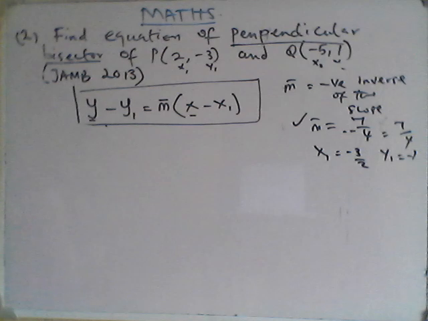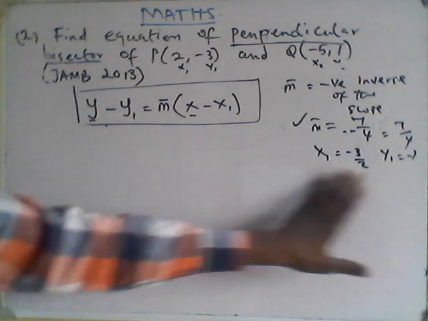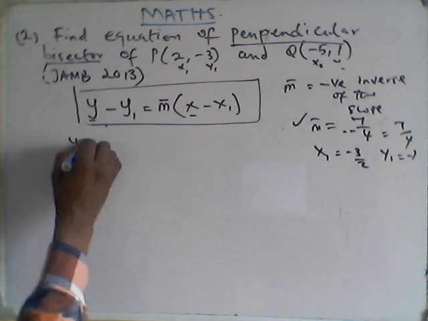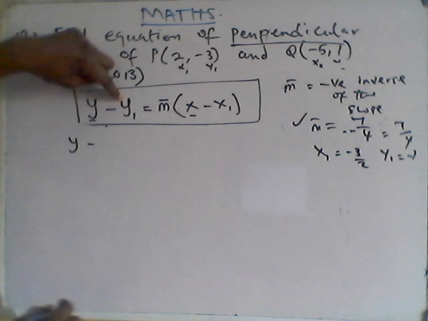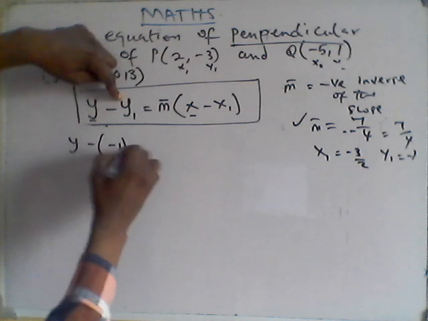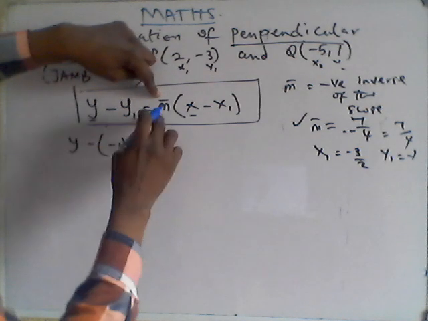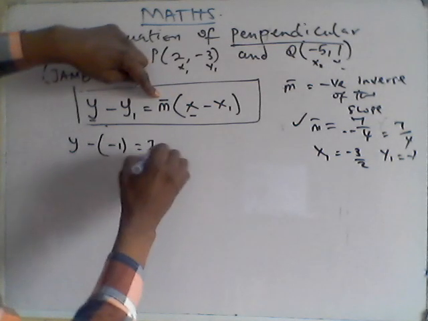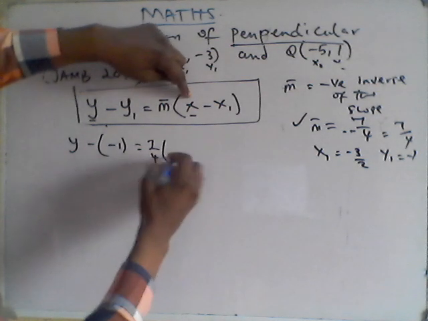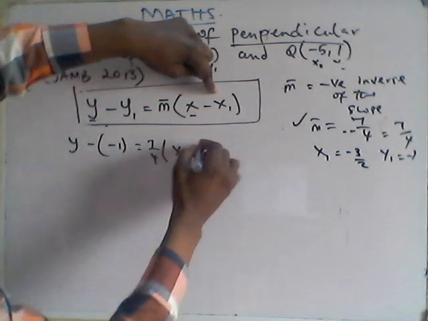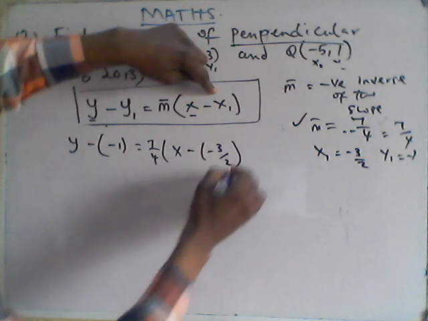Okay, so at this point, this is what I want to put. This is my value for m. So I will say y minus y1. y1 is minus 1, so I'll put a bracket and put minus 1, is equal to m bar, which is 7 over 4, open bracket, then x minus x1, which is minus 3 over 2.